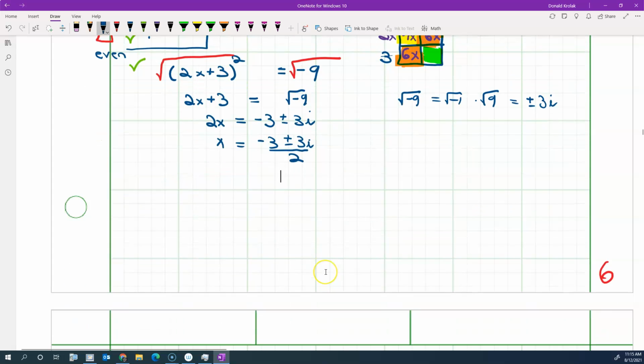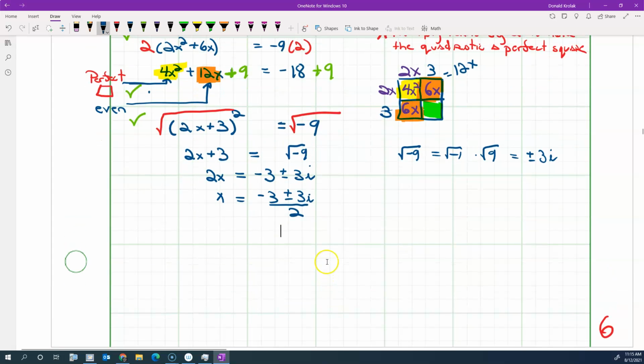Negative 3 plus 3i divided by 2. Negative 3 minus 3i divided by 2. And you can leave it like that, or you can write it like this: negative 3 plus or minus 3i over 2. They're the same thing.